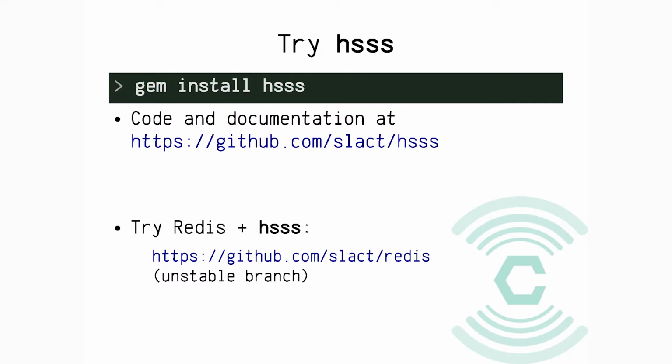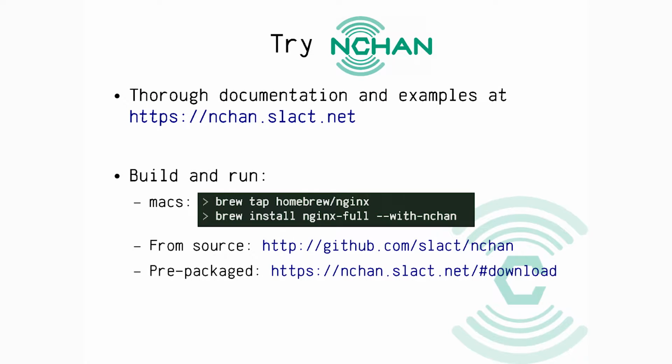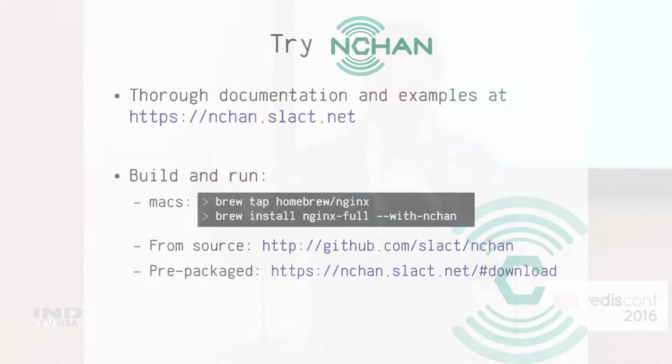Okay, so if you want to try Hiredis, you can. If you need to embed stuff in C, it's gem install. The code is documented on GitHub. If you want to see the Redis fork that I had up there, that's also on GitHub. If you want to give Nchan a try, everything is documented at nchan.slact.net. You can try it out on your Macs. There's a homebrew package available for it. You can build it from source. I have packages for Debian, for Ubuntu, I think for Fedora.